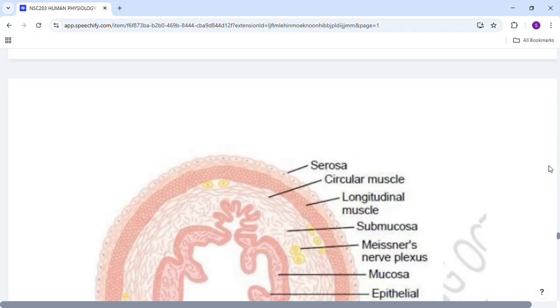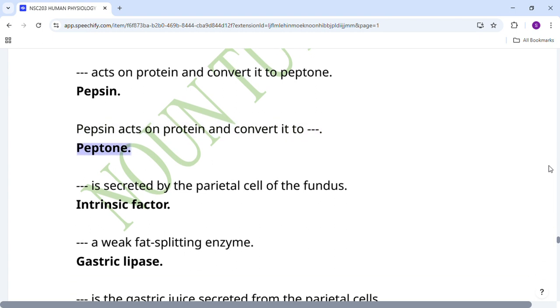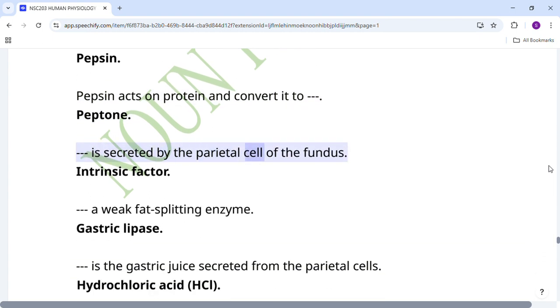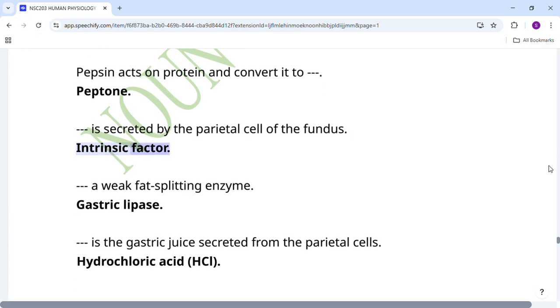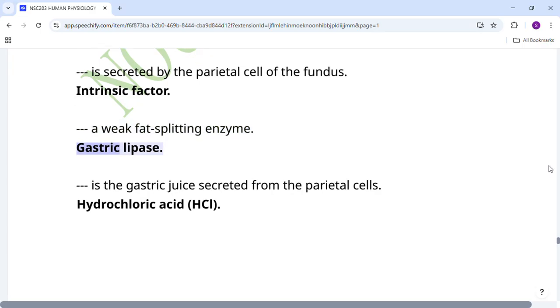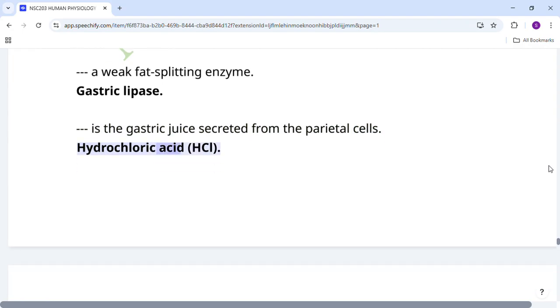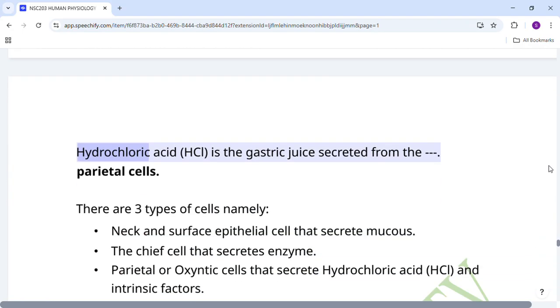Pepsin acts on protein and converts it to peptone. Intrinsic factor is secreted by the parietal cell of the fundus. Gastric lipase is a weak fat splitting enzyme. Hydrochloric acid, HCl, is the gastric juice secreted from the parietal cells.